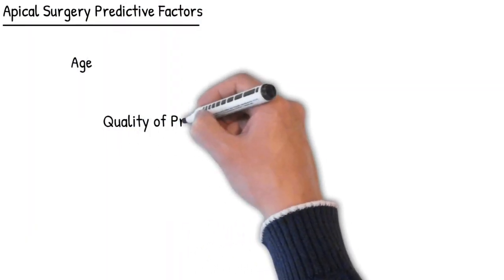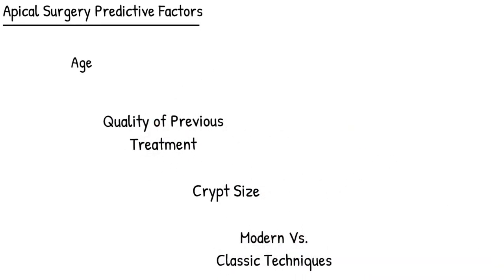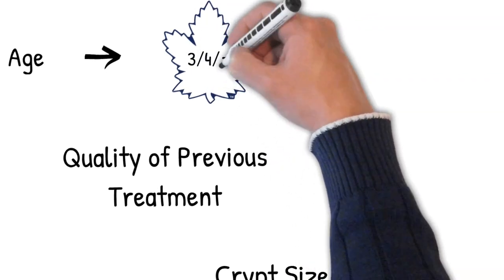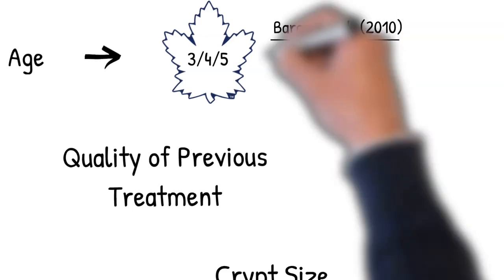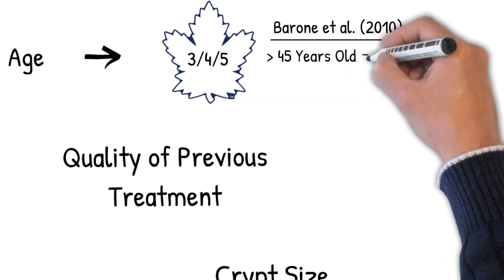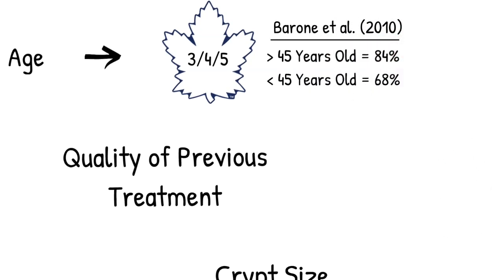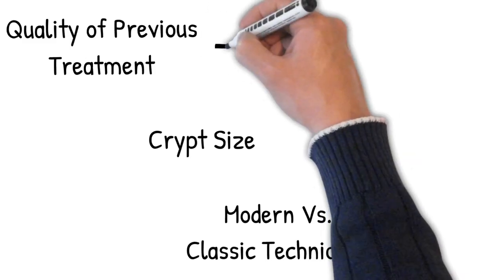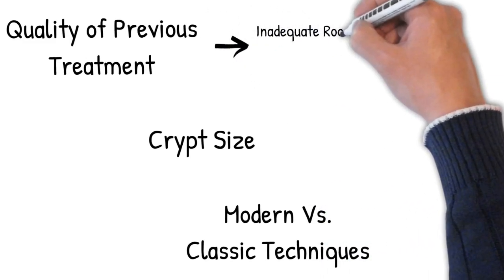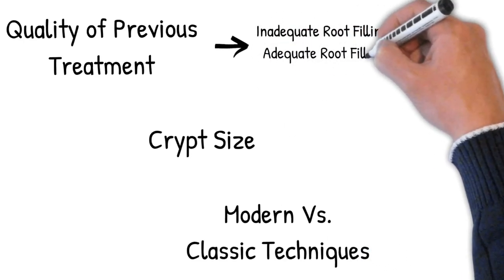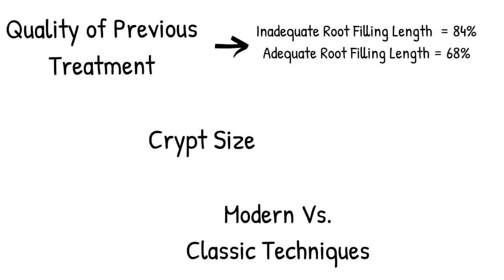When looking at apical surgery, predictive factors that have been described in the literature include age, the quality of the previous treatment, the size of the crypt, and modern versus classical techniques. Referring once again to the Toronto studies, phases 3, 4, and 5 by Barone and colleagues, they actually found that older patients had higher success rates, with patients greater than 45 years old having 84% success, but less than 45 years old, only 68%. When looking at the quality of previous treatment, they found that if the previous treatment had inadequate root filling length, the success rate was all the way up to 84%. If the root canal filling length was adequate, 68% of the teeth were successful.